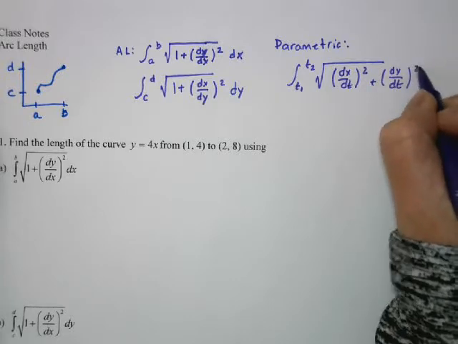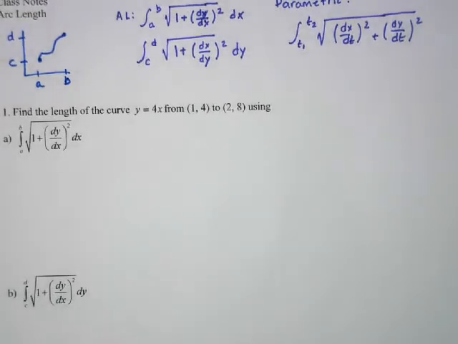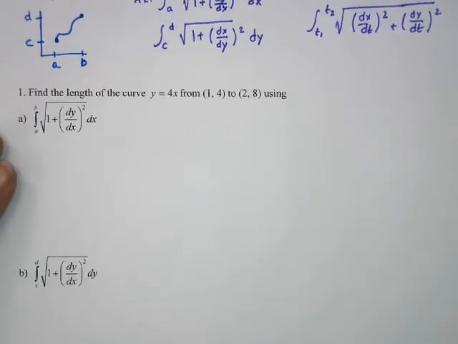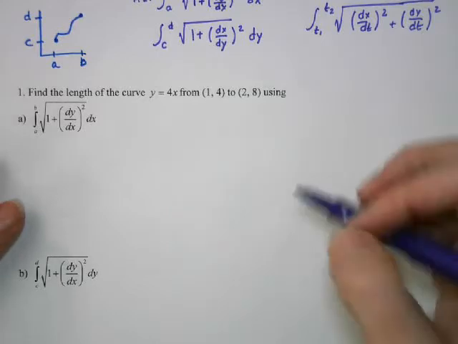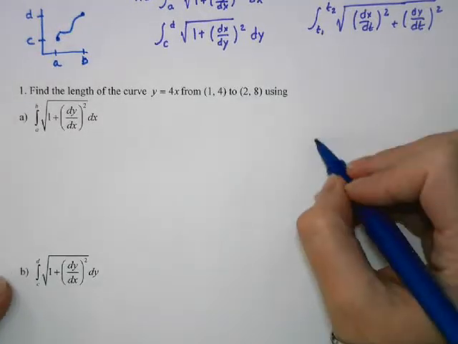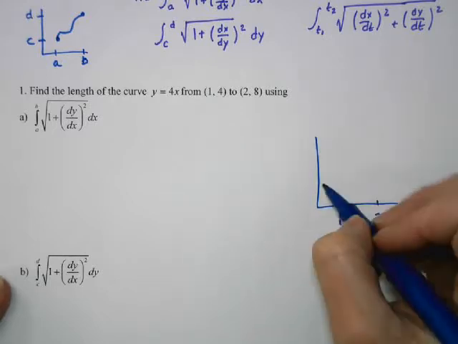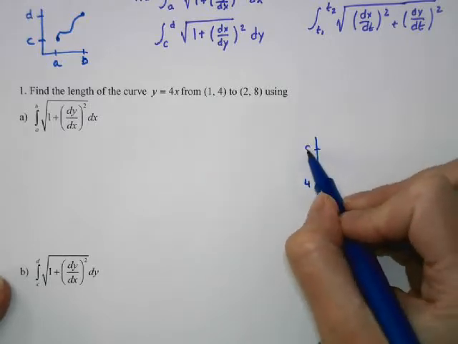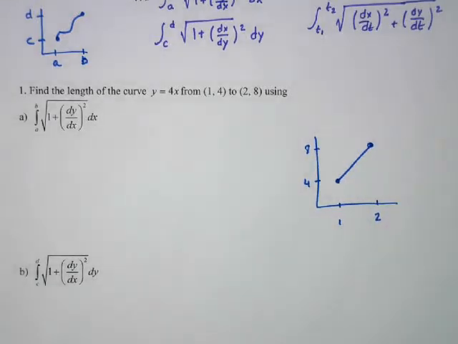So we're going to look at this on something you're familiar with, a line. Okay, we're going to find the length of the curve for x from 1 to 2, so from (1, 4) to (2, 8). We're finding the length of this line segment. So we're going to do this in 3 different ways. We're going to use both of the arc length definitions, and then we're going to use good old-fashioned distance formula.